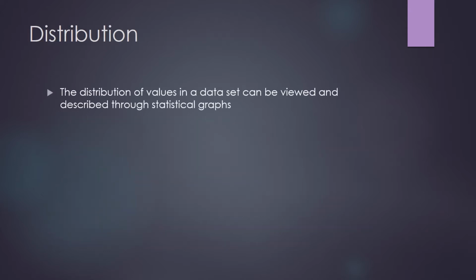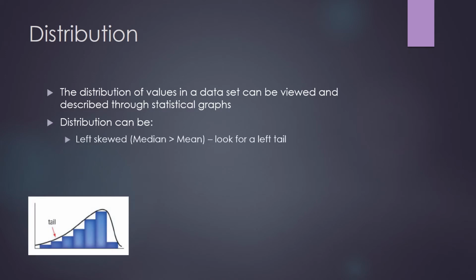The distribution of any values in a data set can be viewed and described through the statistical graphs that we've already learned. In other words, a histogram, a box plot, and a dot plot. Distribution can be one of three things. It can be left skewed, meaning the tail is to the left. In this case, the median is greater than the mean. You can see the picture below with an example of what a left skewed distribution looks like.